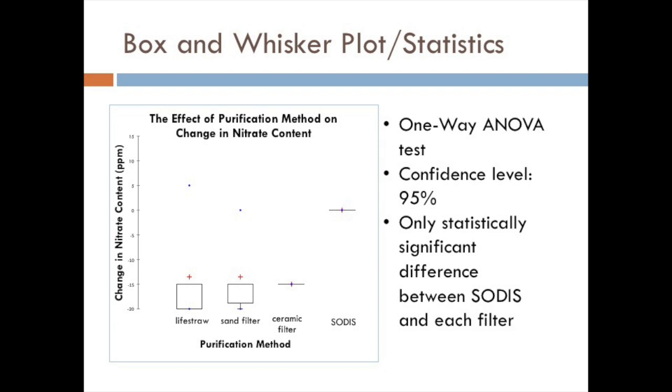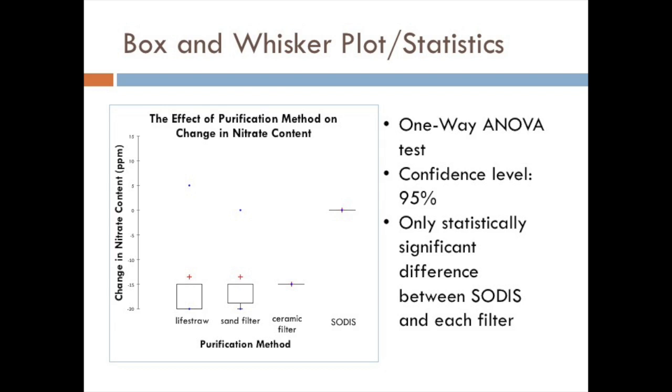This slide shows a box and whisker plot of the data that shows the spread in the data. So the LifeStraw and sand filter had quite a spread and a couple outliers, whereas the ceramic and the solar disinfection didn't have any variation in their data. On the right is a summary of the statistics.